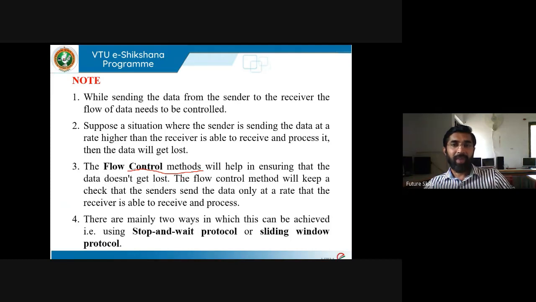The flow control method will keep a check that the sender sends the data only at a rate that the receiver is able to receive and process. There are mainly two types. One is the stop and wait protocol, the other is the sliding window protocol. What is stop and wait protocol?